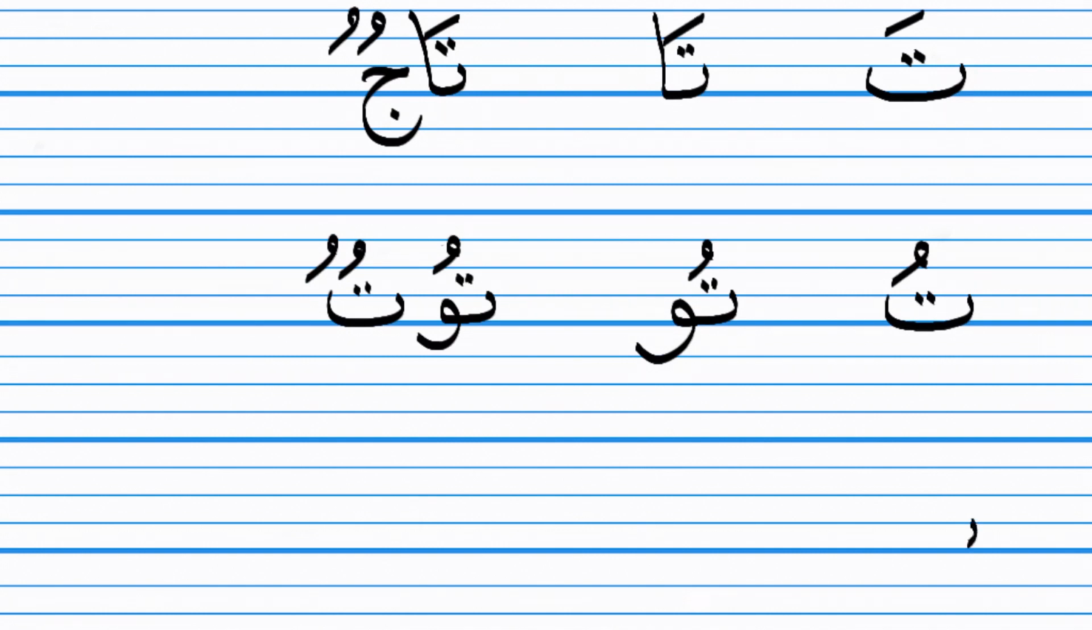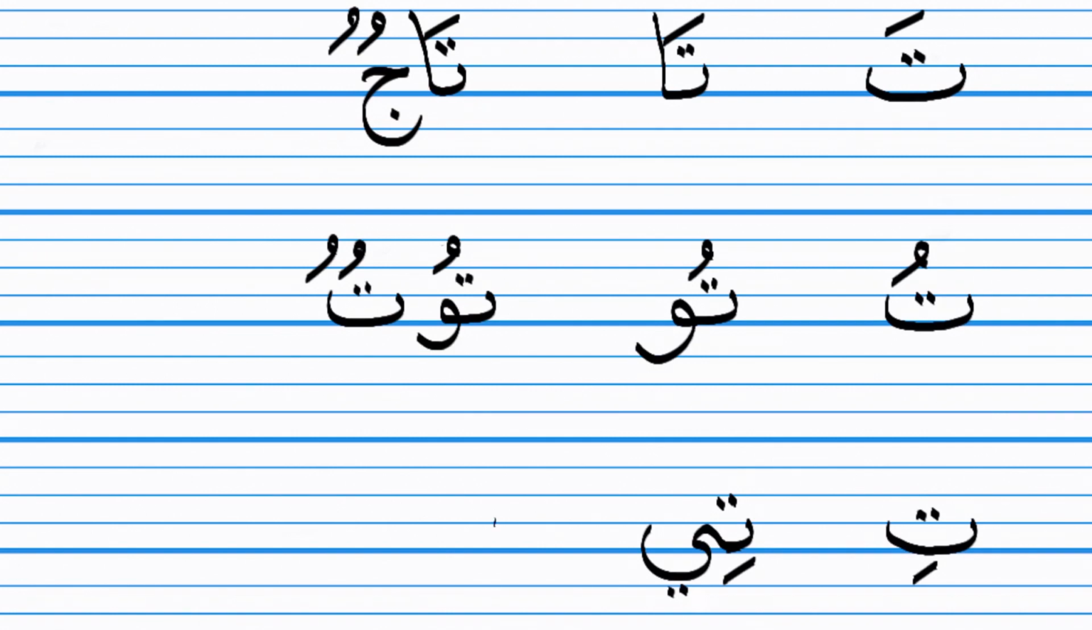Last example is T. So we write the letter ta and we add a kasra, T. Then we give another example with a long vowel ya, T. So we write the letter ta in the beginning, then we add ya. Don't forget to add a kasra. So this written form is pronounced T, T.